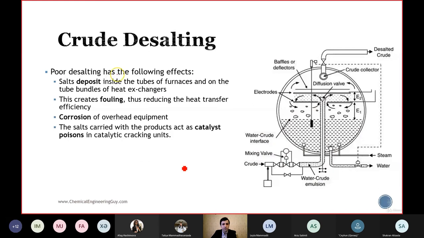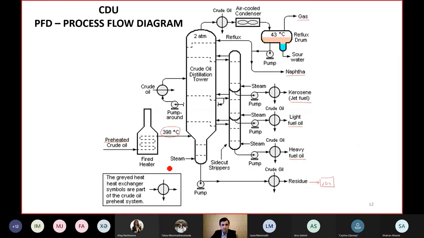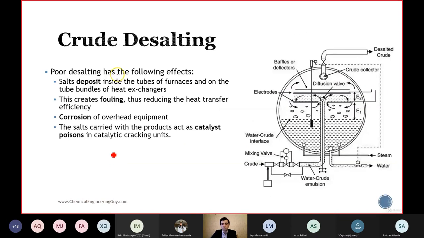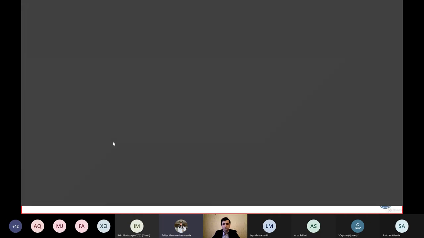Crude desalting. Go back to here. Before it is sent to the fired heater, we have the desalter here. The question to you: why do we need to desalt crude? Why can we not just send it to the distillation tower immediately? Any idea? Because inside the, let's say, crude oil, we have chloride salts or some impurities. That's why we need to remove it, because then it will affect corrosion in the pipelines.